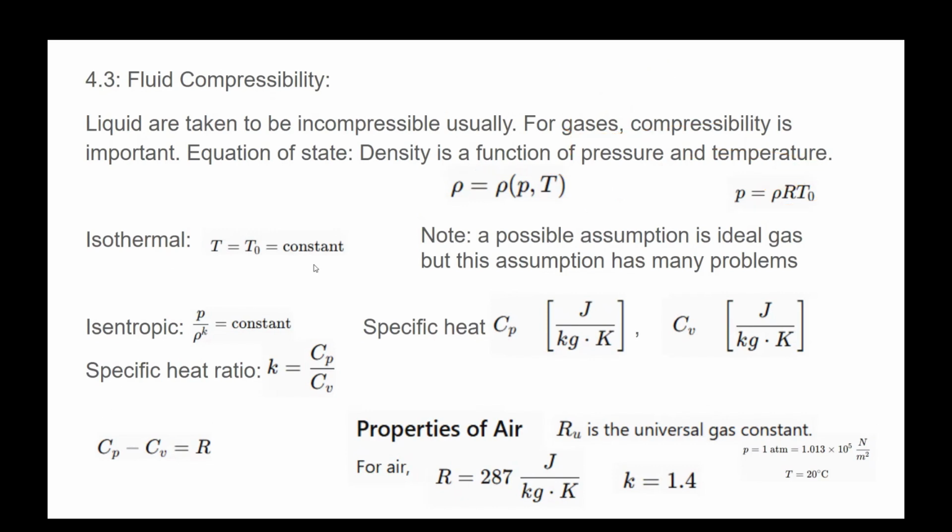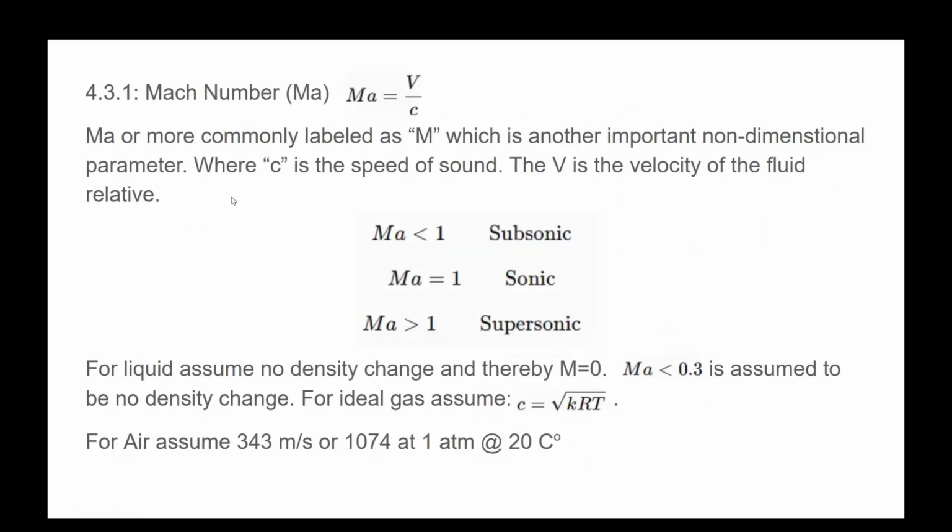Isothermal means constant temperature. Isentropic means pressure over rho to the k is constant, where k is Cp over Cv. We know specific heat, air properties, the universal gas constant, and so on and so forth. Then there's the Mach number. Mach number is more commonly labeled as M, which is another label for non-dimensional parameters, where C is the speed of sound, and V is the velocity of the fluid relative. So you can kind of see subsonic is less than 1, sonic is equal to 1, and supersonic is greater than 1. There's actually hypersonic and transonic too. We'll explain that later, hopefully.